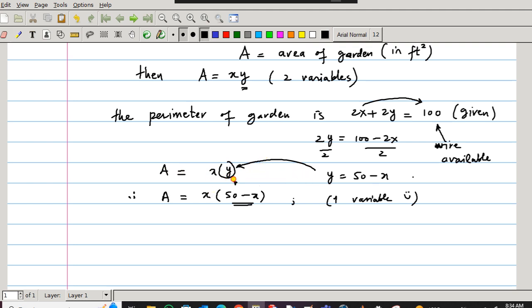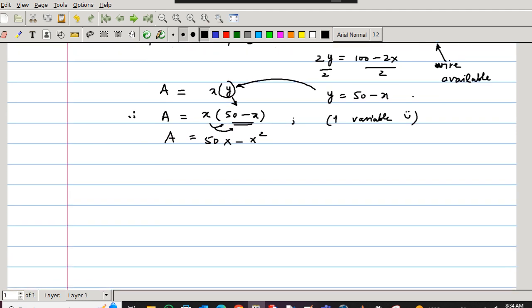So I got x into y is 50 minus x. Now I can multiply x inside, so this will become 50x minus x squared. So this is my area, and now I will find the largest area possible. But first let's see if there are any bounds on x.